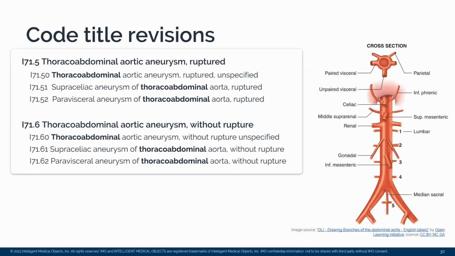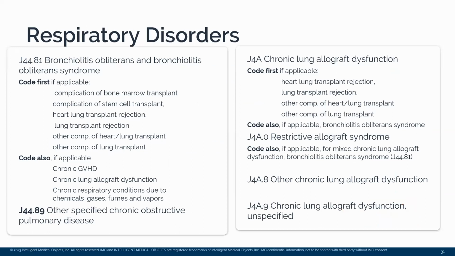In the respiratory chapter, we have new codes related to bronchiolitis obliterans syndrome, as well as chronic lung allograft dysfunction. BOS is characterized by an airflow limitation that's not reversible by using an inhaled bronchodilator. That can be due to an injury, whether that's due to an infection or autoimmune disease, but most often it's seen after a lung transplant or following an allogeneic hematopoietic stem cell transplant.